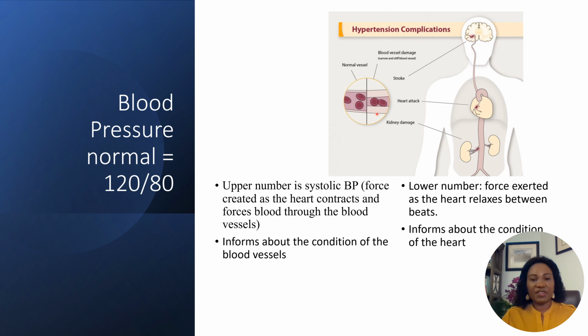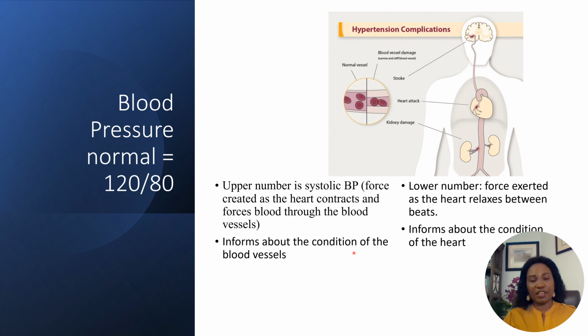So this is similar to what happens when there is high pressure. The lumen has, for some reason, reduced in size, and the blood is still the same amount of blood that would have been pumped through the body. So that blood now has higher pressure. All right, so the upper blood pressure number, or the systolic blood pressure, informs us about the condition of the vessels.